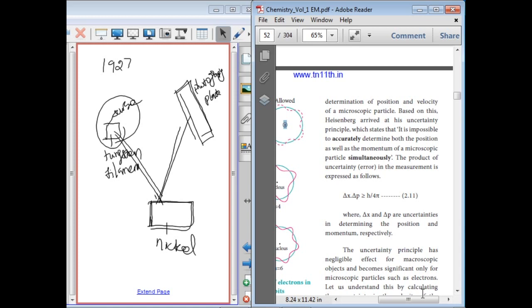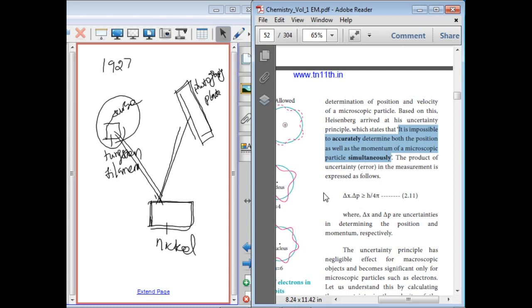Based on this, Heisenberg arrived at the uncertainty principle. This is the 2-mark question. So what is the Heisenberg uncertainty principle? It is impossible to accurately determine both the position as well as the momentum of a microscopic particle simultaneously. So at the same time we cannot predict the position as well as the momentum of the electron or proton, that is, a microscopic particle.